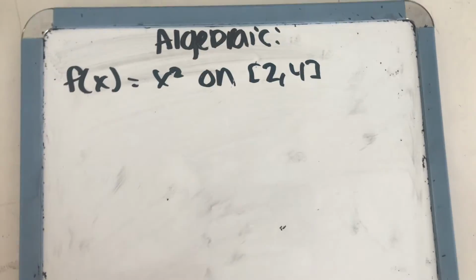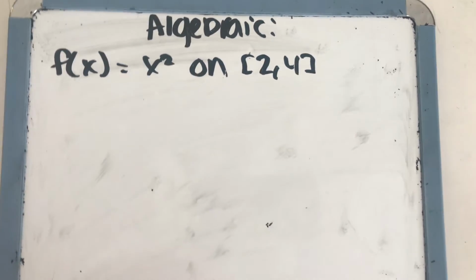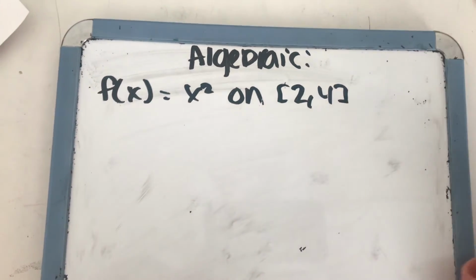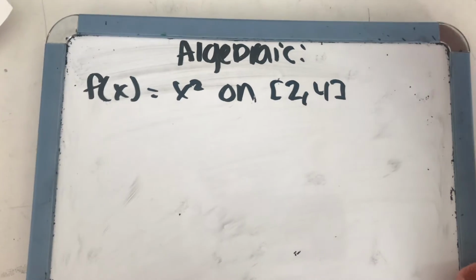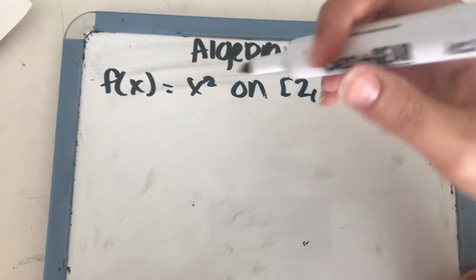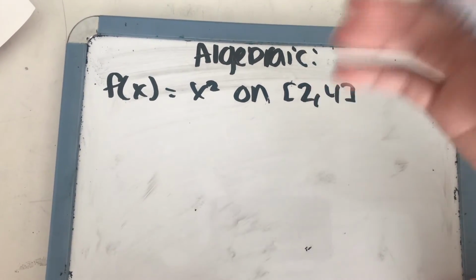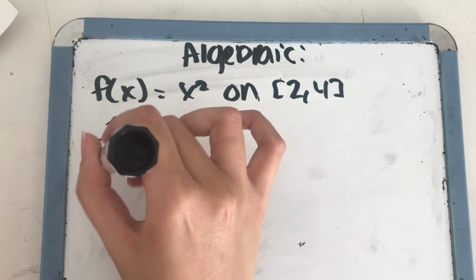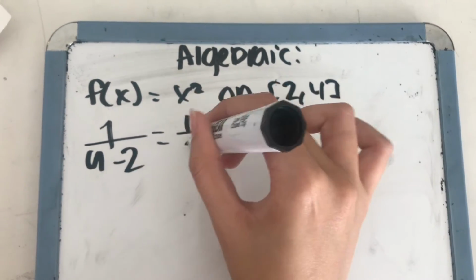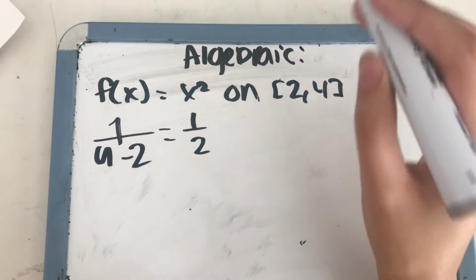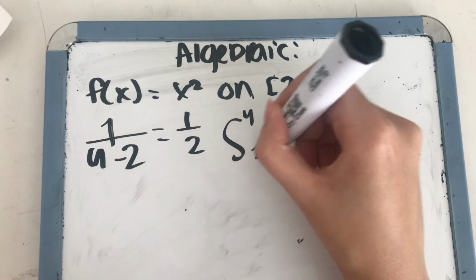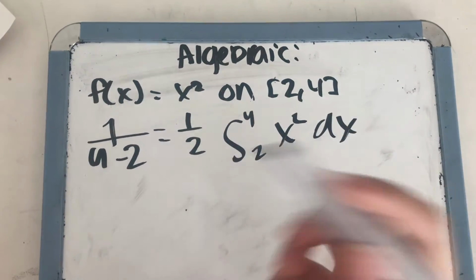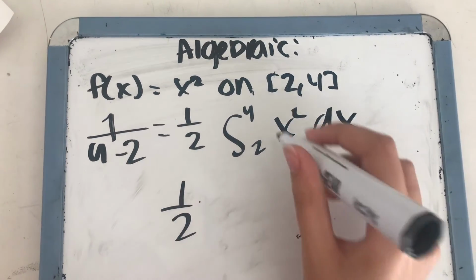Hey guys, this is the algebraic portion of the problem for chapter 8, and we are going to be doing the average value of a function. So in this problem, we're going to be doing the same thing we've been doing so far, but a little different. So here we're going to be doing 1 over 4 minus 2, which is equal to 1/2. Basically, and then we just do the integral from 2 to 4 of x squared dx. Now, we're going to be doing 1/2.